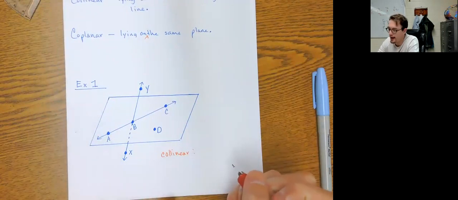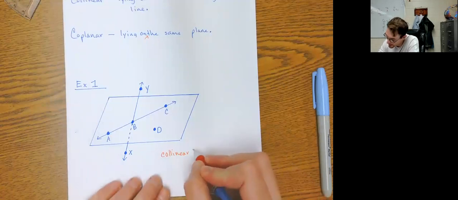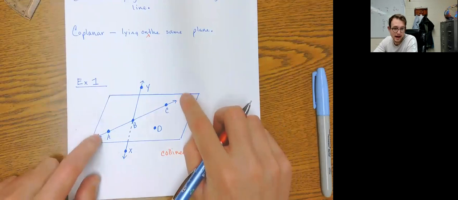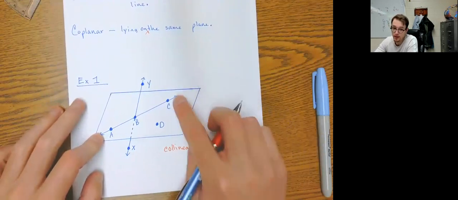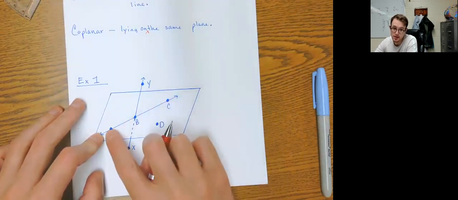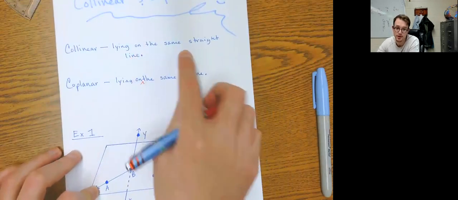So I have two lines. I got two lines. So if I'm going to do collinear and I have two lines, let's look at this first line. So on this line, what points are collinear? That would be A, B, and C. Those 3 points are collinear. They all lie on the same straight line.